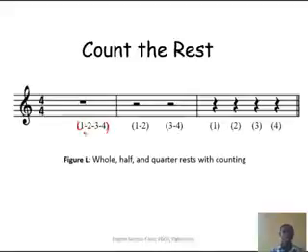If you want to count it, since you are not going to be observing any notes per se, you are not saying any note, what you can do to help is to count the rest with a whisper. Like this, for example, this is a whole rest and you are going to say it for 4. So this will be, that is for a whole rest.